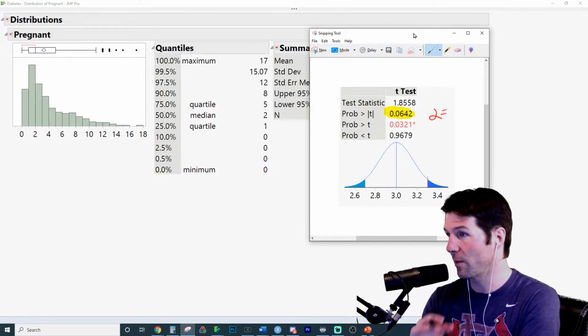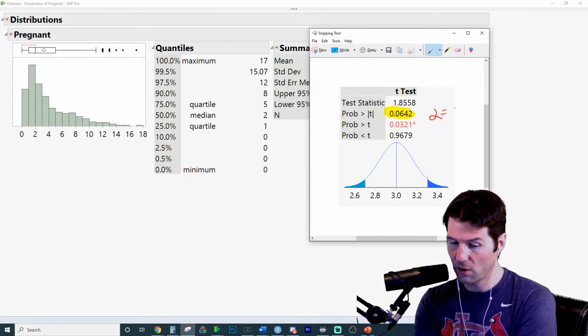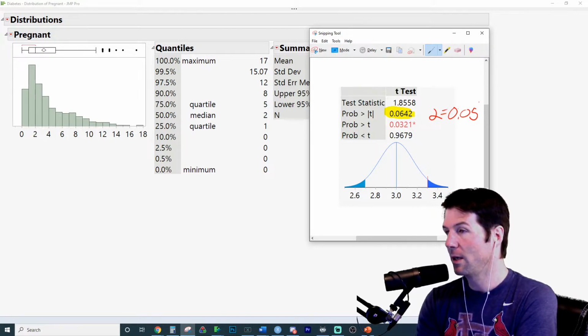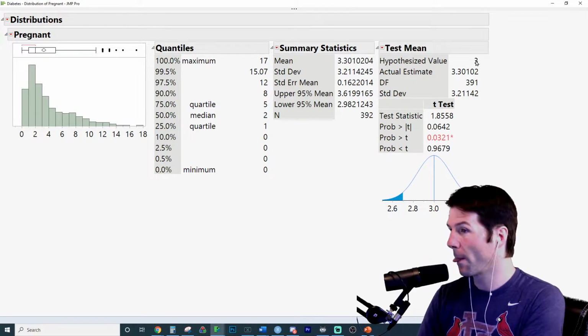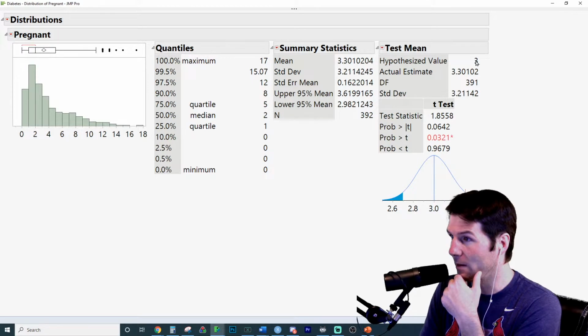Doesn't matter how far above, just matters if it's above this or at it. 0.05, yep. So since my alpha level is 0.05 and my p-value of 0.0642 is above this, I fail to reject the null. So that means I would continue to believe the hypothesized value of 3. So I think 3 could be a truth. I think 3 could be the true mean amount of time these women have been pregnant. Is that making more sense, Layla?